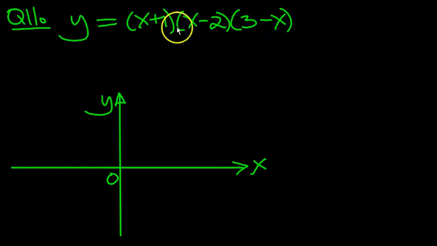y equals (x plus 1)(x minus 2)(3 minus x). So let's have a go at this one then. You can see that when you expand this bracket in your mind's eye, the x times x times x will come out as an x cubed term, won't it? And it'll be minus, because there's a plus here, and a minus there. That will give a minus x cubed.